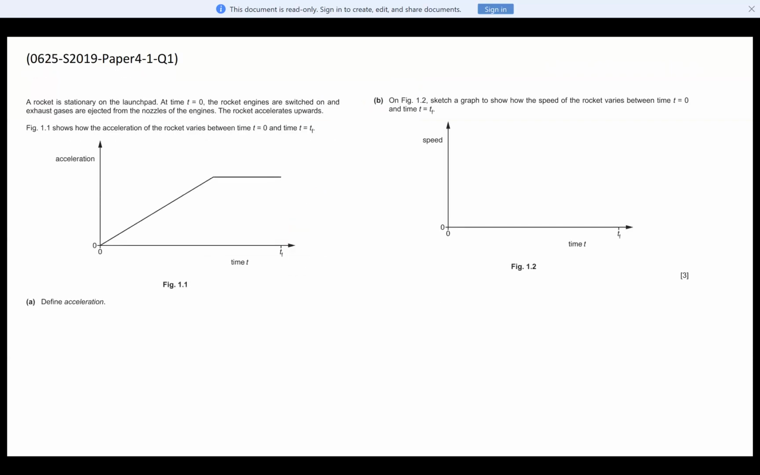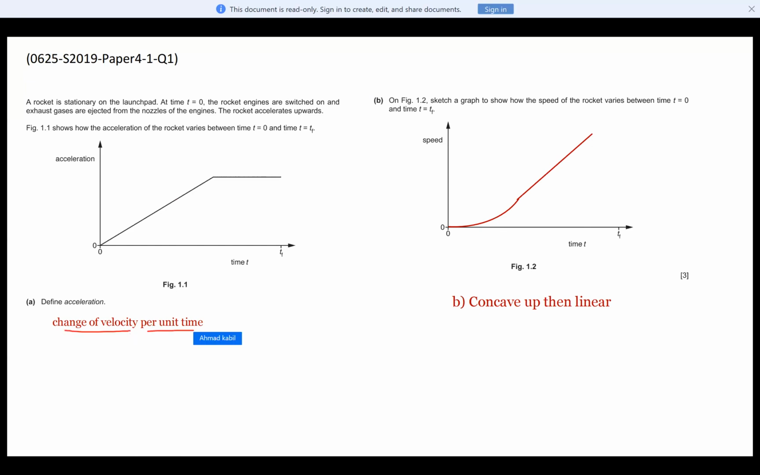A rocket is stationary on the launch pad. At time t equals 0, the rocket engines are switched on and exhaust gases are ejected from the nozzles of the engines. The rocket accelerates upward. Figure 1.1 shows how the acceleration of the rocket varies between time t equals 0 and time t equals tf. A says define acceleration. So of course, the definition of acceleration here is the change of velocity per unit time.